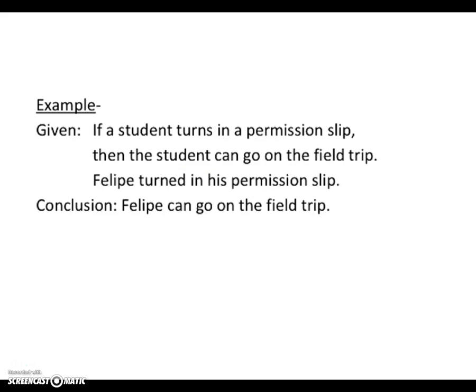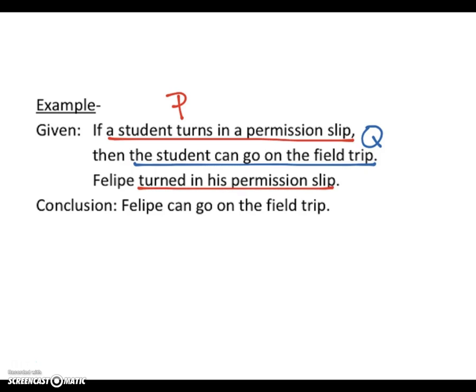Okay, so here's our example. This one says, if a student turns in a permission slip, then the student can go on the field trip. So we're saying, okay, a student turns in a permission slip. This is our P. Then the student can go on the field trip. This is our Q. Okay, and notice this is our first statement. That's the one that everything else has to match up with. So then this one says, Felipe turned in his permission slip. Okay, so turned in his permission slip. This would be the P of the next statement. And so our conclusion is that Felipe can go on the field trip.